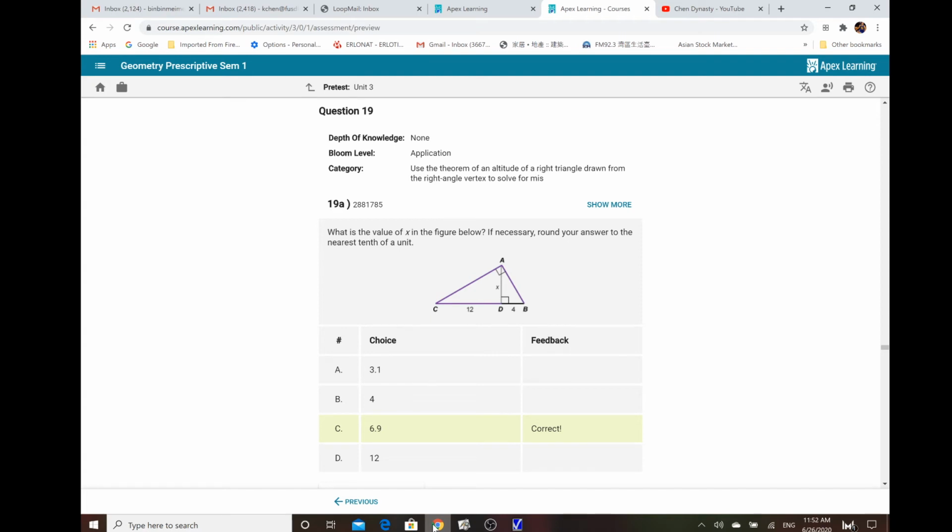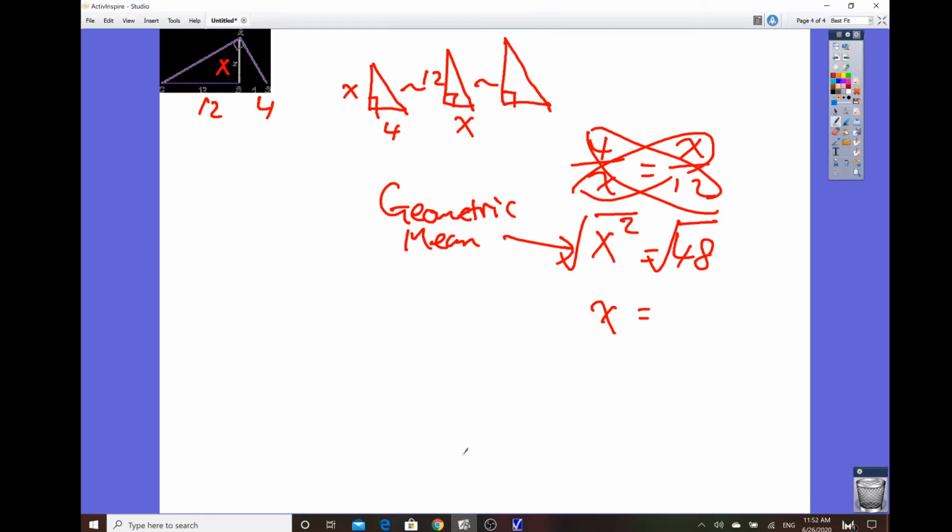Okay, so for number 19A, what's the value of x in the figure below? If necessary, round the answer to the nearest tenth of a unit. Oh, so this one, they actually simplified it all the way through. So basically, you can use the calculator for this. Now, what happens if you don't have a calculator for this type of problem? Another way you can do it, you can always separate it. We can break it apart into a perfect square number and a non-perfect square number. So 48 would be considered 16 and 3.